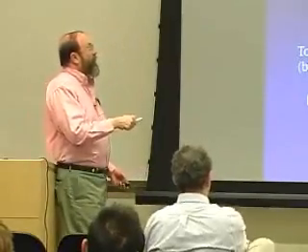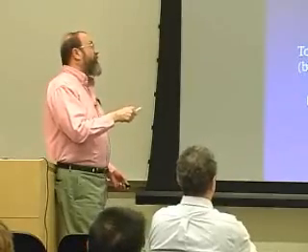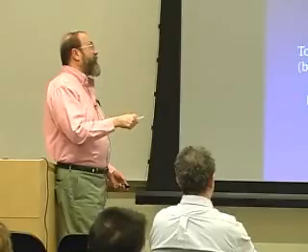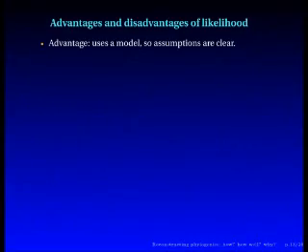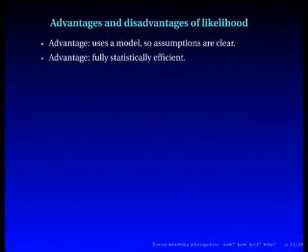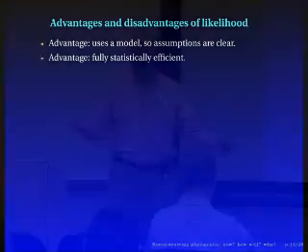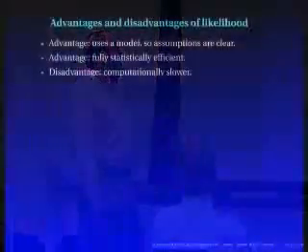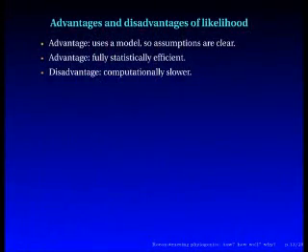And that gives you, then you have the usual problem of going around all the tree topologies or somehow searching the tree topologies, and for each maximizing the likelihood with respect to the branch lengths. So, advantages. It uses a model, the assumptions are clear. It's fully statistically efficient. It has the usual statistical proofs about asymptotic efficiency. It's computationally slower because you have to optimize with respect to these branch lengths, and you don't have the equivalent of the least squares normal equations that let you do it by matrix operations.